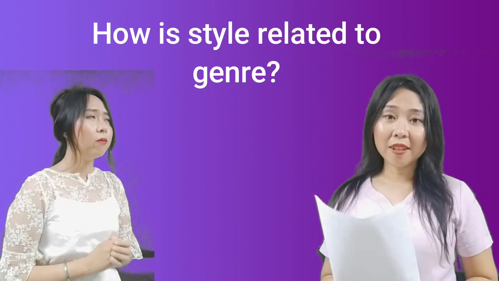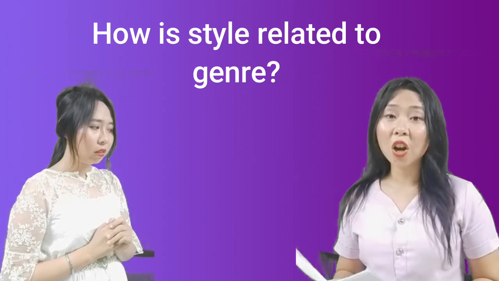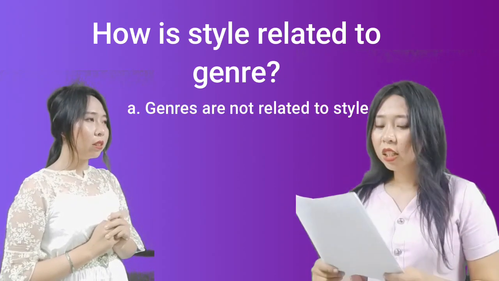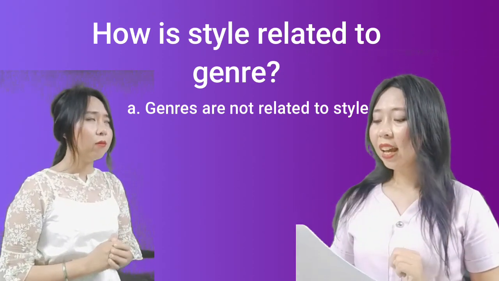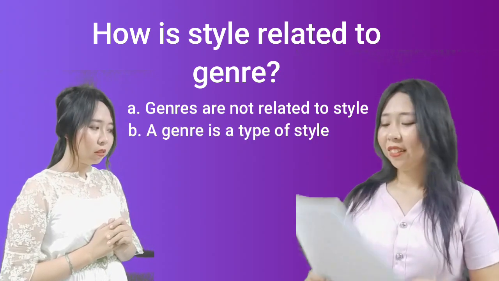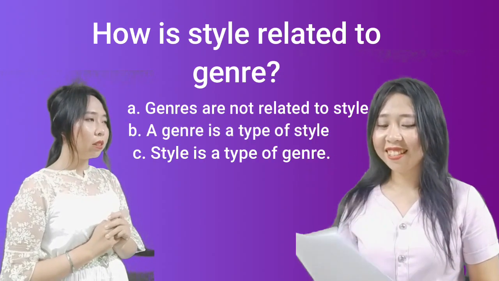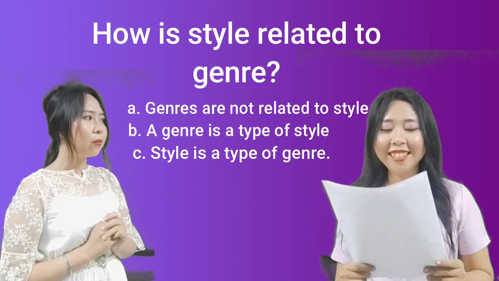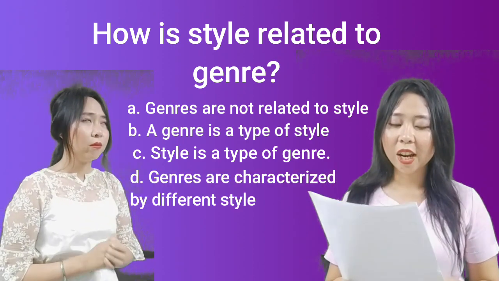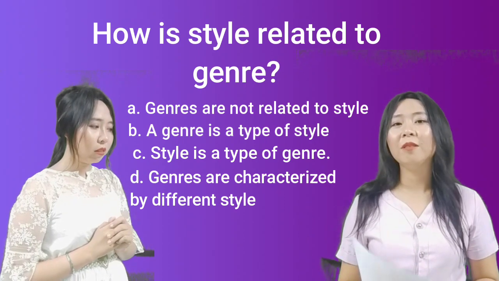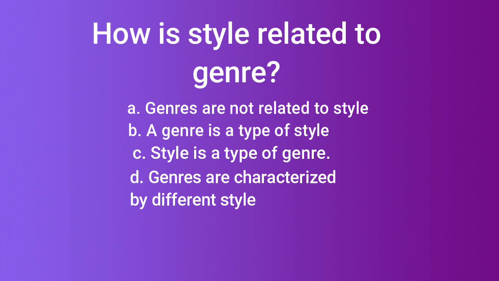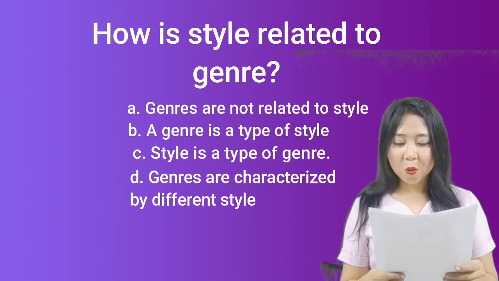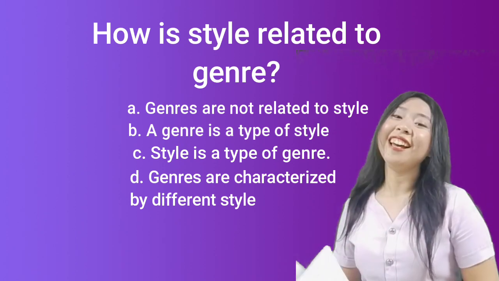Okay, how is style related to genre? Letter A, genres are not related to style. B, a genre is a type of style. Letter C, a style is a type of genre. And letter D, genres are characterized by different styles. 5 seconds. Time is up. The correct answer is letter D.